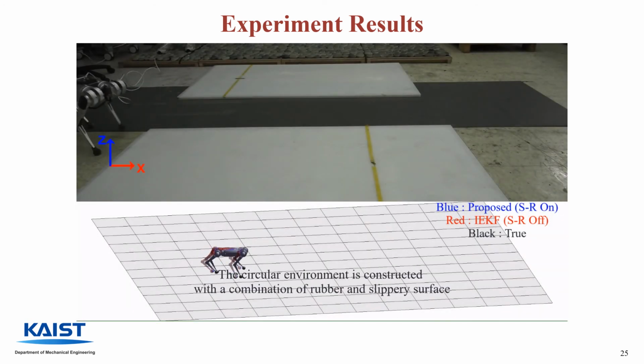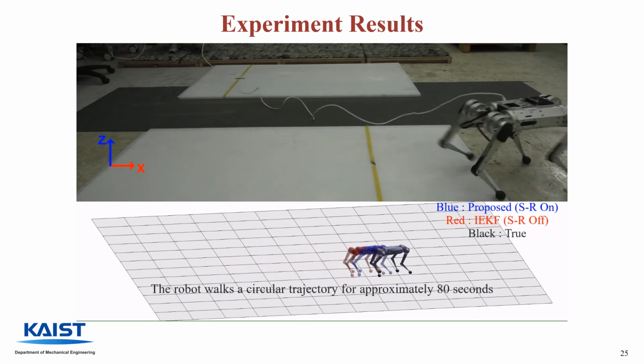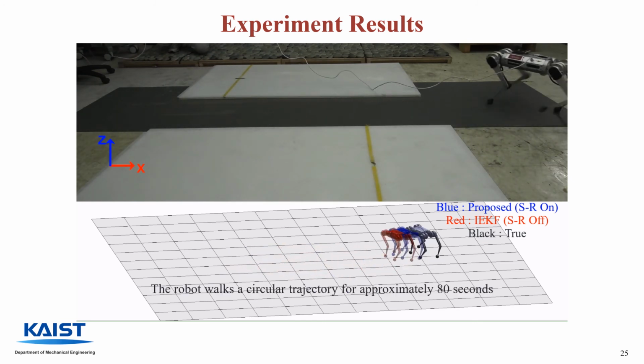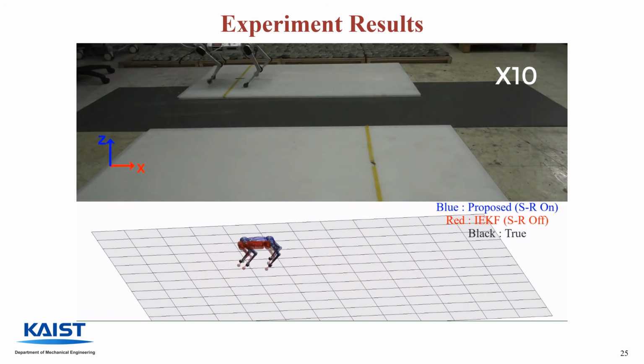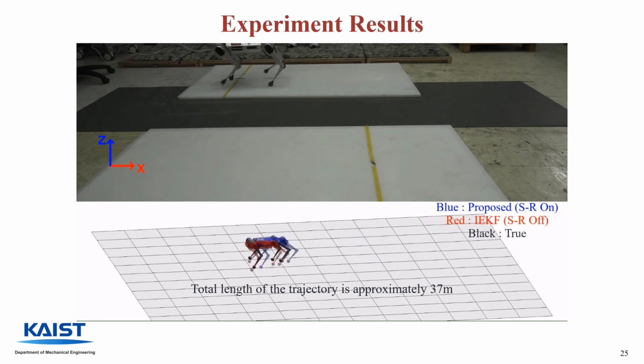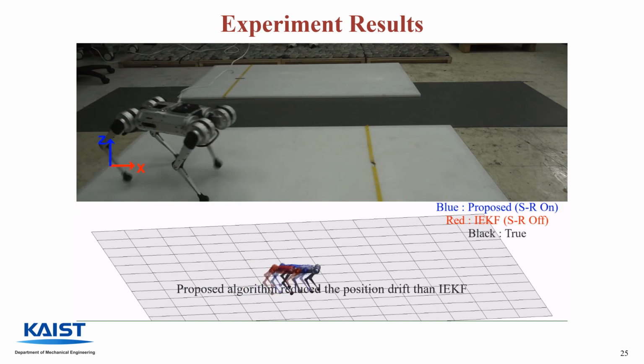Finally, the fourth environment is the circular environment. In this scenario, the robot walks a circular trajectory for approximately 80 seconds, with approximately 37 meters as the total length of the trajectory. As you can see, the proposed algorithm could reduce the final position drift compared to the IEKF algorithm.